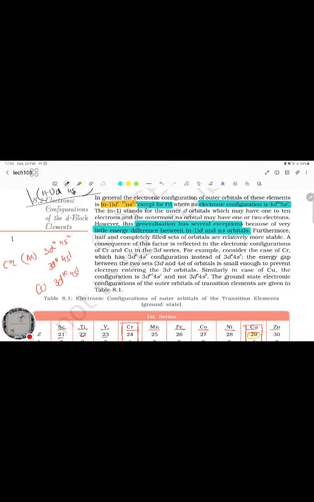In palladium alone, we'll have 4d10 and then 5s0. The n minus 1 stands for the inner d orbitals, which may have 1 to 10 electrons, and the outermost ns orbital has 1 or 2 electrons. However, this generalization has several exceptions because of the very little energy difference between the n minus 1 d and ns2. So basically, we cannot apply this generalization as it is. There's only a little energy difference.